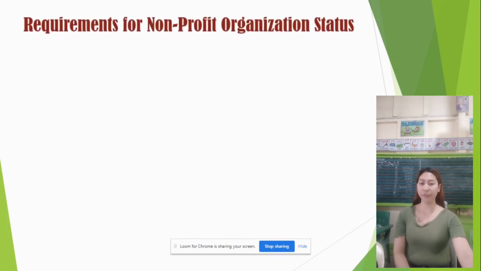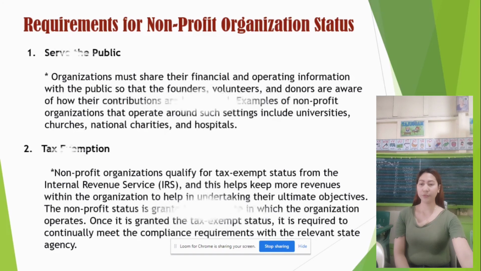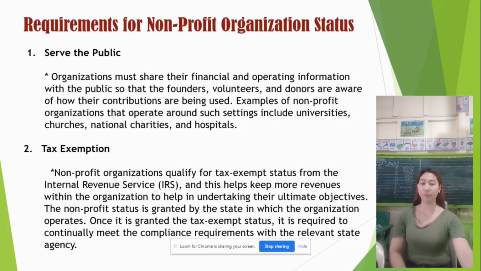Requirements for nonprofit organization status. First, serve the public. Organizations must share their financial and operating information with the public so that the founders, volunteers, and donors are aware of how their contributions are being used. Examples of nonprofit organizations that operate around such settings include universities, churches, national charities, and hospitals.